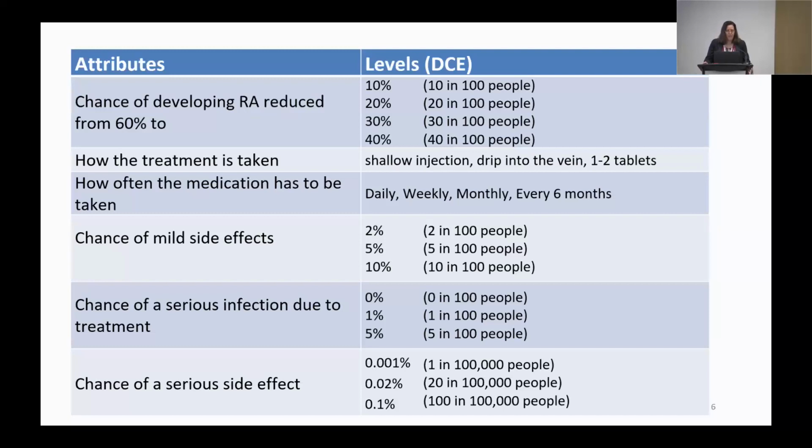So how the treatment is taken could matter to people. And again, these are trade-offs, just as you heard in the first presentation. You make trade-offs between these attributes in a discrete choice experiment. So the risks here are mild side effects, a chance of serious infection because most treatments for RA suppress the immune system, and the chance for a serious side effect.